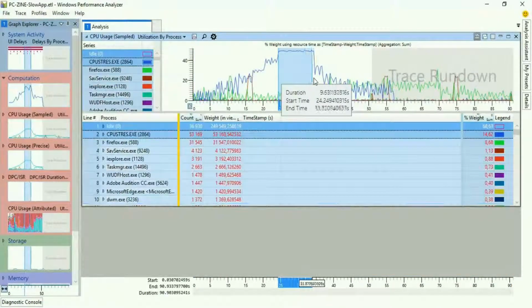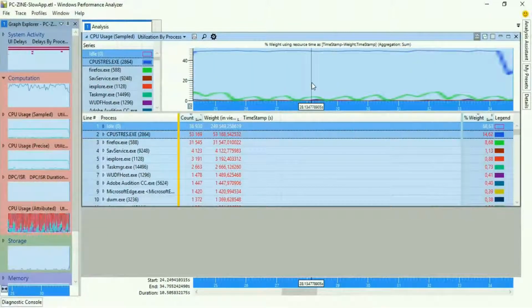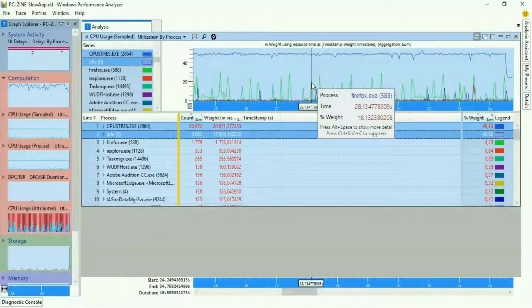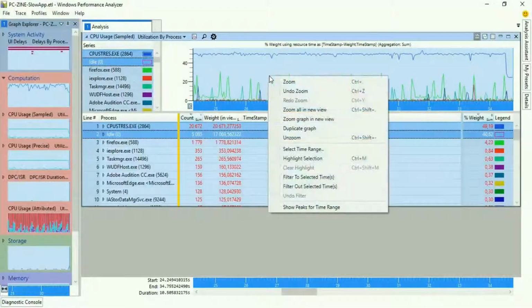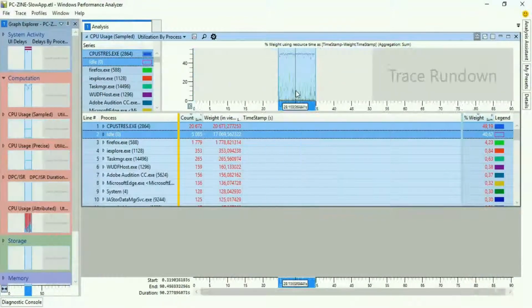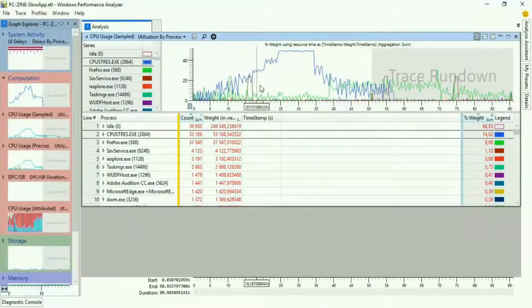By zooming in this area, you will get only those processes that were using CPU in this time range, in both the graph and the table, because of the synchronization. I will undo the zoom by right-clicking on the graph and selecting Undo Zoom in the context menu, or by using the Ctrl-Z keys combination.